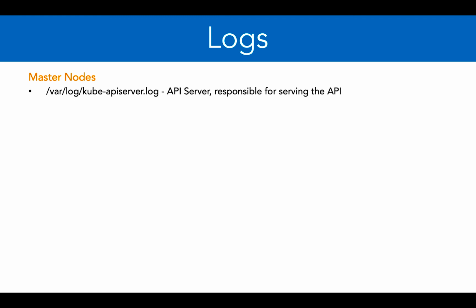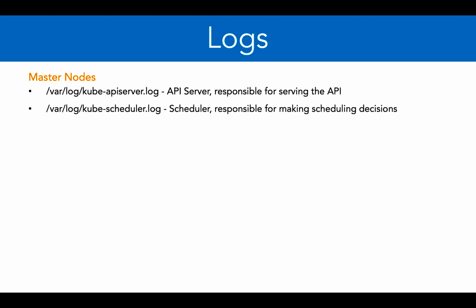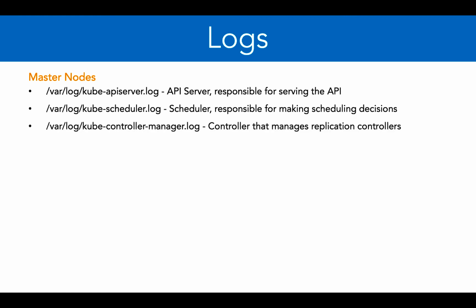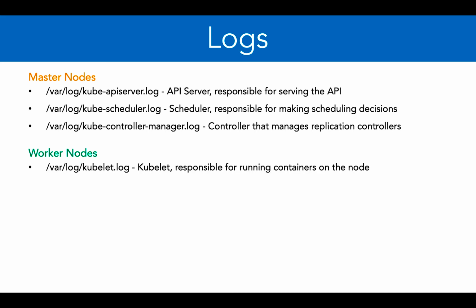It will typically be in /var/log for the API server. For the scheduler, /var/log/kube-scheduler. For the controller, it will be /var/log/kube-controller-manager.log. For worker nodes, again, if you can SSH into it, the log for kubelet would be /var/log/kubelet.log, and for kube-proxy, the logs would be stored in /var/log/kube-proxy.log.